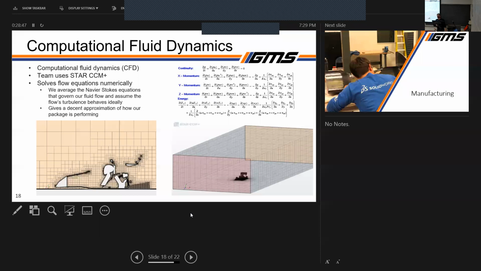Obviously, it's an approximation. It's not an exact answer to the problem that we're feeding it. But it gives us a decent approximation of how our package is performing and how the car is performing aerodynamically, which is why we use it. And you can also make neat little animations to show to people that don't know much about aerodynamics. So that's an added benefit.